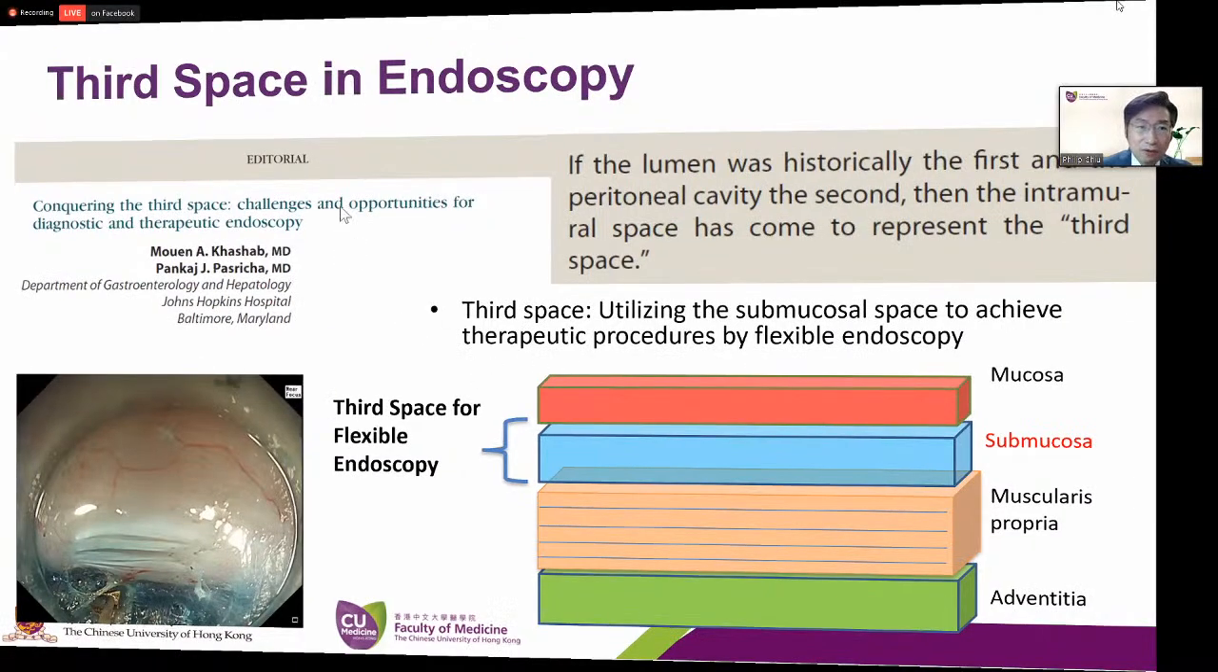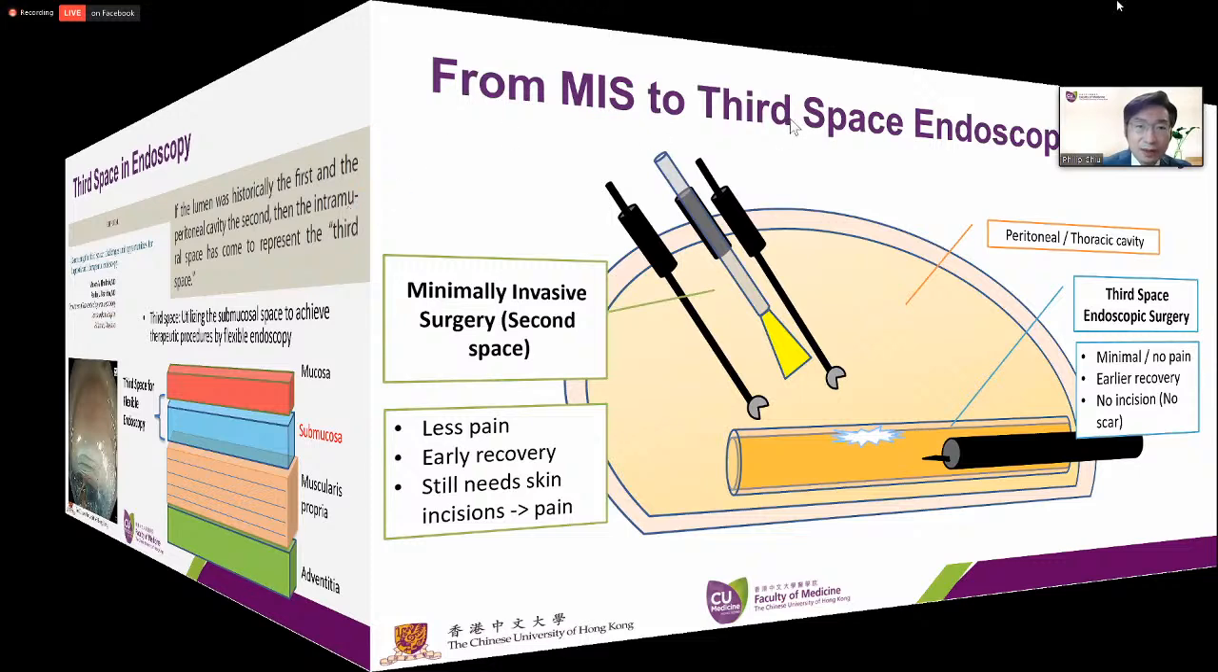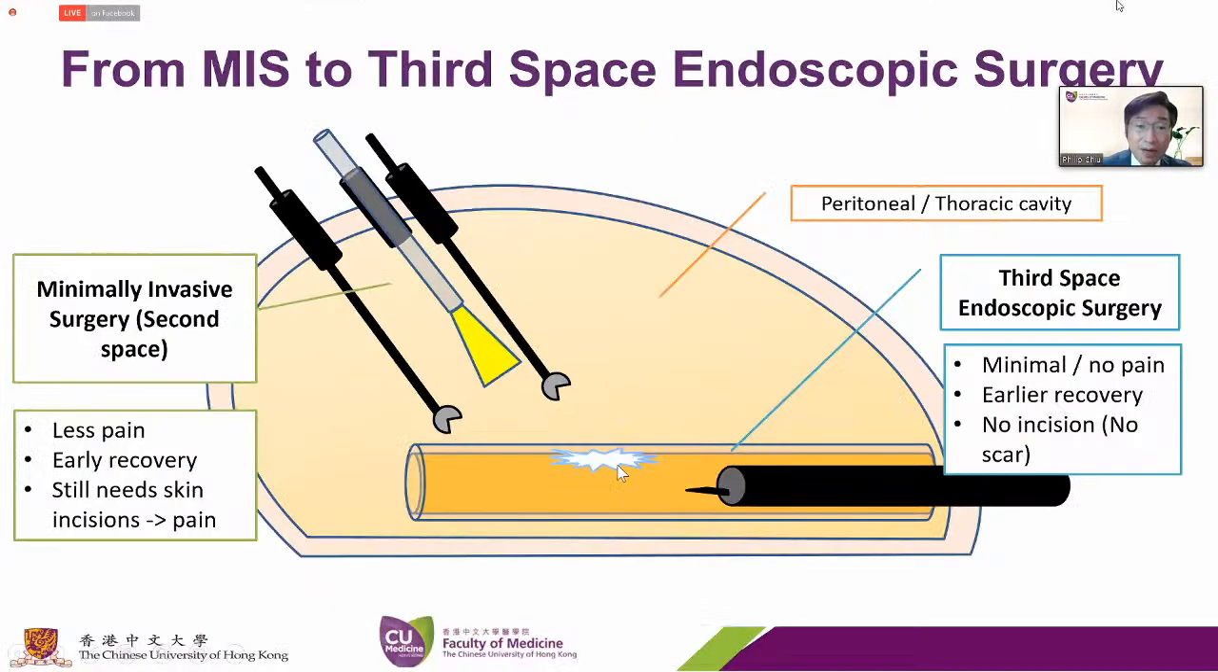So the concept of MIS and also first space endoscopy, I think there may be some meeting place between the two technologies. I think Professor G. V. Rao will tell us more about that. But with the use of endoscopy over the first space, we do not need to open up the abdomen with an incision, so there will be minimal or no pain, earlier recovery, and also no incision, no scar. So I guess the next speaker, Professor Anthony Teo, will tell you more on how EUS can achieve those endoluminal interventions without any scar.